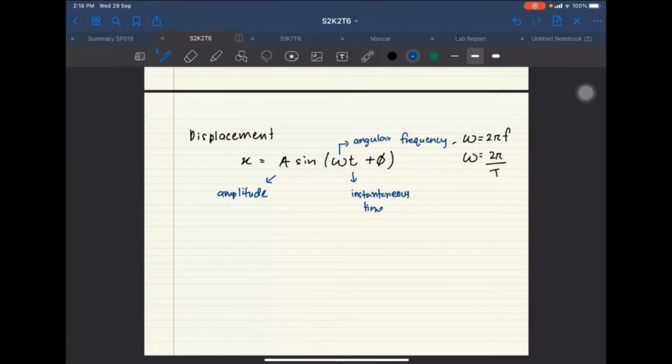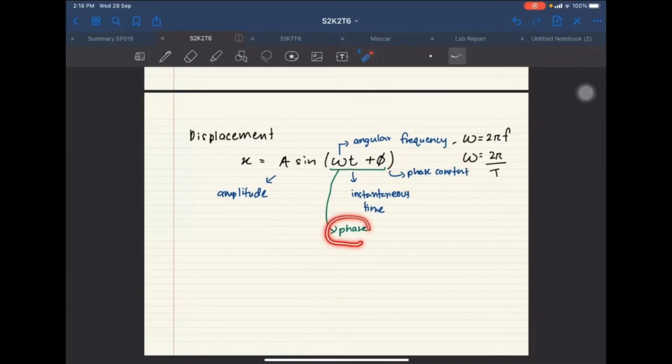So it actually represents the time at that particular moment. The theta here we call the phase angle or phase constant. And the whole thing inside the sine, we call this one the phase. Kalau yang ni, phase constant lah.